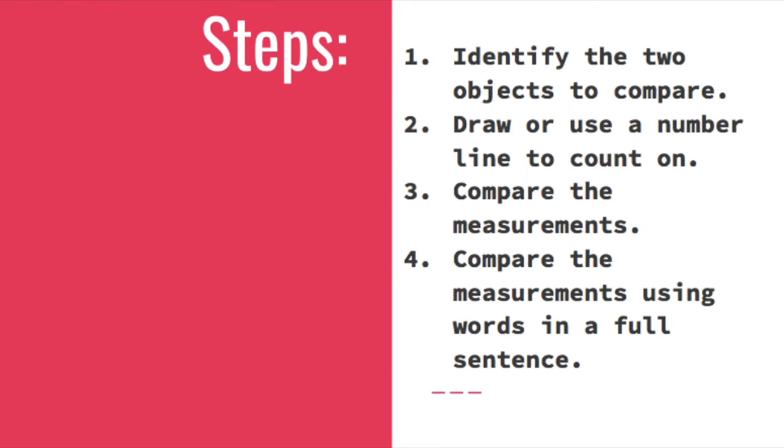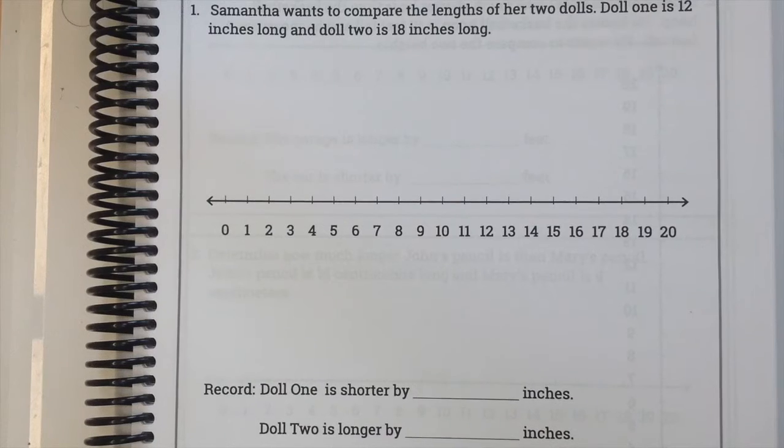In order to complete today's lesson, we have to follow these 4 simple steps. Step 1 is to identify the two objects we're comparing. Step 2 is to draw or use a number line to count on. Step 3 is to compare the measurements. And step 4 is to compare the measurements using words in a full sentence. Next, I'm going to model a couple of problems.